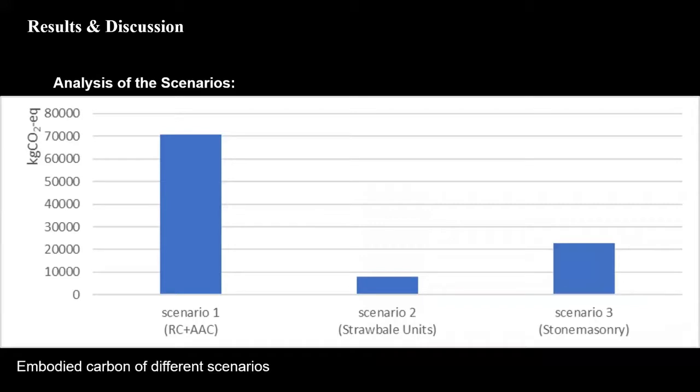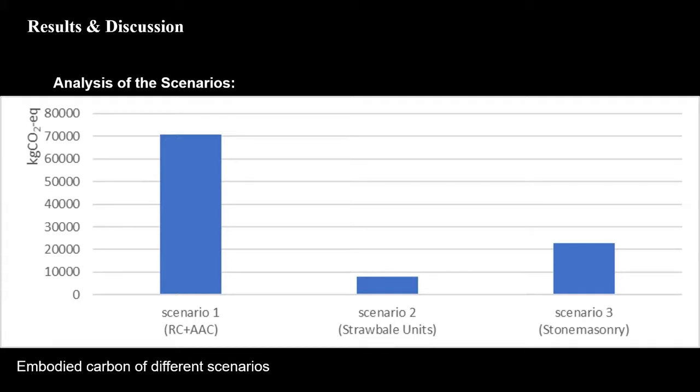The second reason is the structural system. Scenario 1 has a reinforced concrete frame structure. Even though the concrete material has low carbon emission per unit, the amount of concrete used in the structural system is significantly larger than other materials. As a result, the reinforced concrete frame system causes a very high amount of carbon emission.